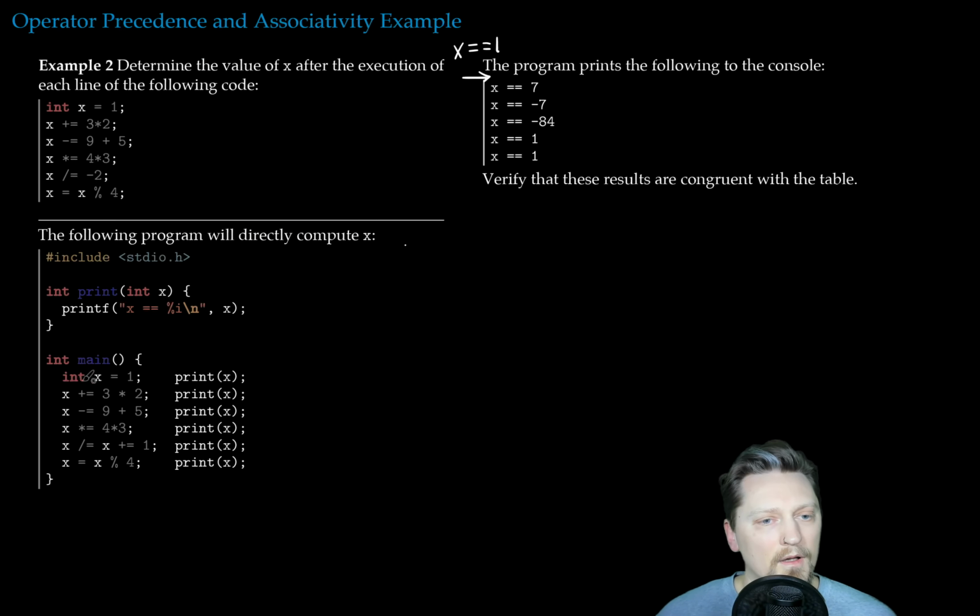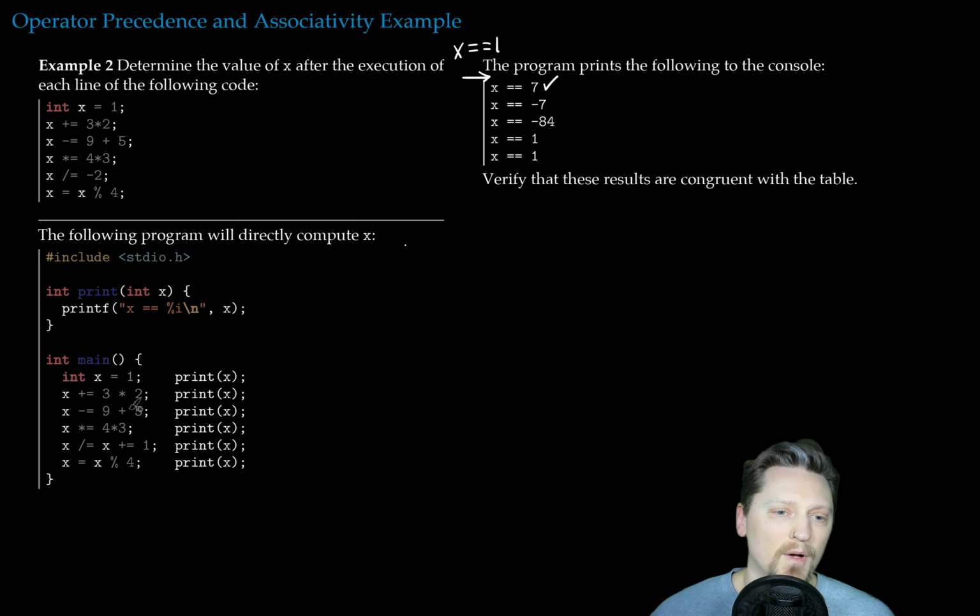So here we are back at our problem. 3 times 2 is going to be bound first. So we're going to have 6 on the right-hand side. So x was 1, we'll add 6, so we should get 7, and assign that to x. So sure enough, x equals 7.